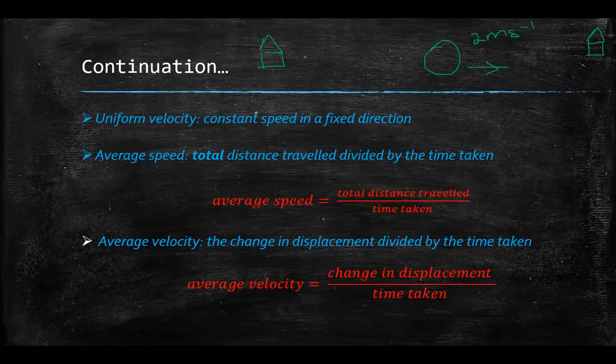Uniform velocity, aka constant velocity. So whenever you see uniform, they mean constant, right? It's constant speed in a fixed direction. So from this point to this point, throughout this entire journey, my car continues to move at 2 meters per second. It does not speed up, it does not slow down, it does not change direction. It continues at this speed, 2 meters per second, and it continues going forwards. Do you understand that? This would not change. It continues traveling forward and it continues at this speed. It does not speed up or slow down.